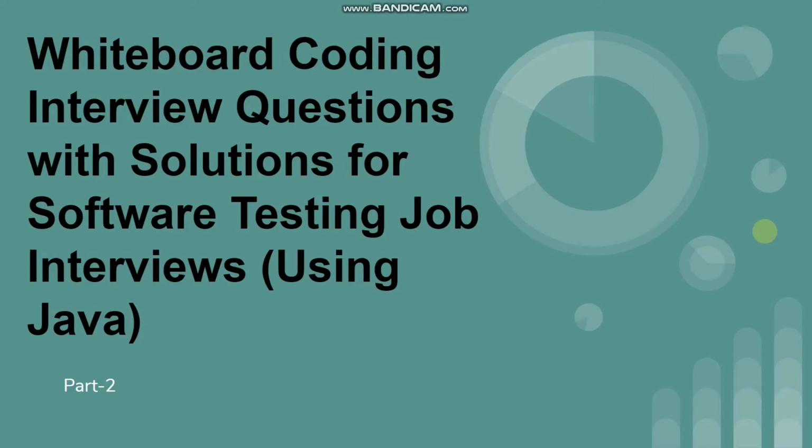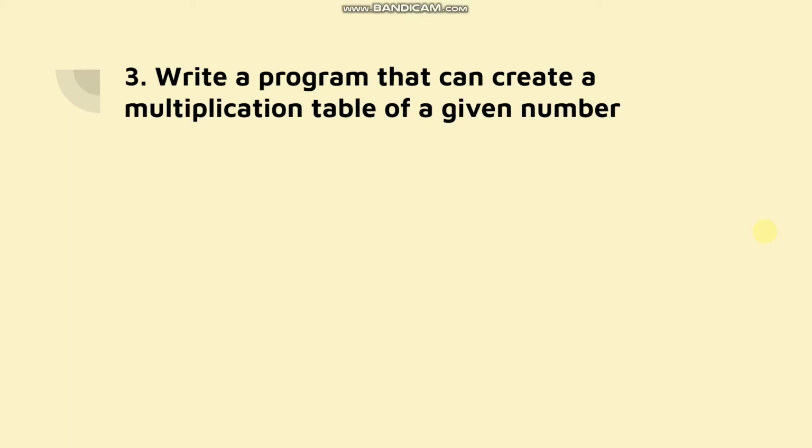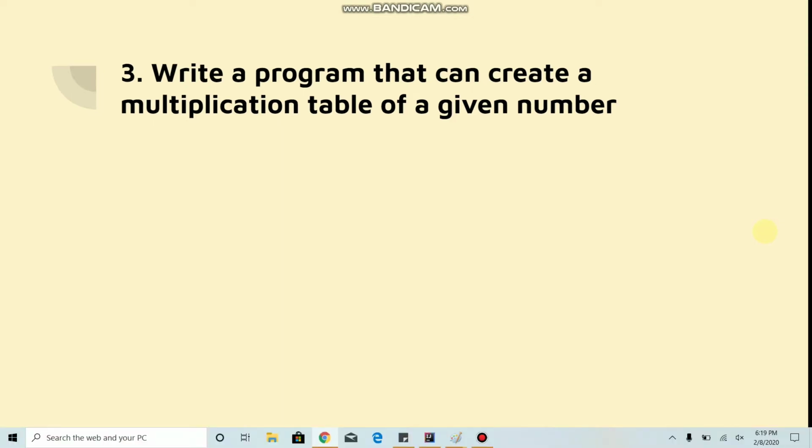Welcome to the second part of the Whiteboard coding interview questions with solutions for software testing job interviews. So if you have watched the first part, you already know the next question, which is: write a program that can create a multiplication table of a given number. So how do I do that?